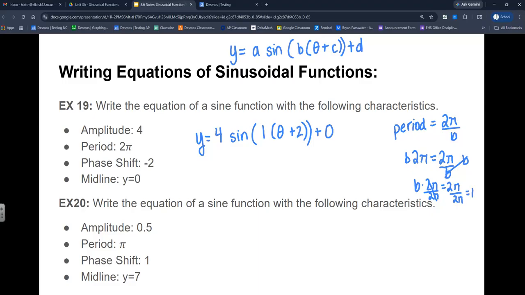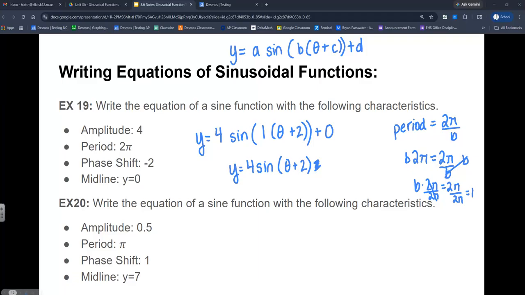Now, some of these numbers are unnecessary to be in this equation, so the answer would probably end up looking like this. 4 sine of, we wouldn't write this 1, we would just have theta plus 2, and oops, we wouldn't even put the plus 0 on the end. It would just look like this.